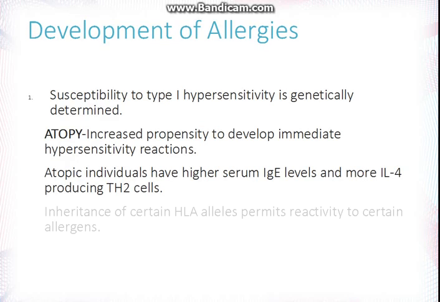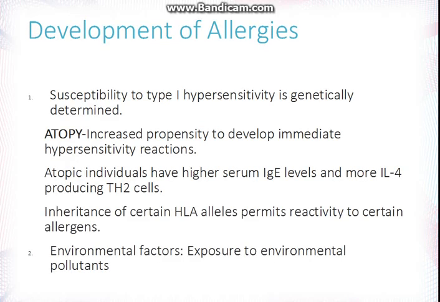Now, development of allergies, we must know that the susceptibility to type 1 hypersensitivity is genetically determined. And what is atopy? Atopy is when some individuals are more prone to develop immediate hypersensitivity reaction. Such individuals have higher serum levels of IgE and more interleukin 4 producing T helper cells. And also we should know that environmental factors are also responsible, but mainly it is genetic.